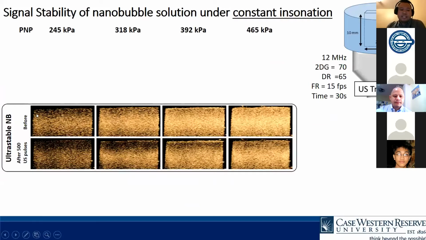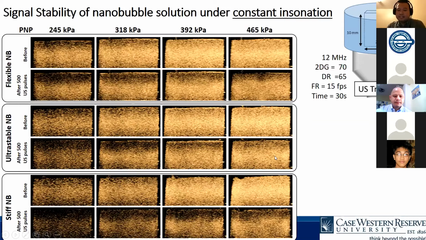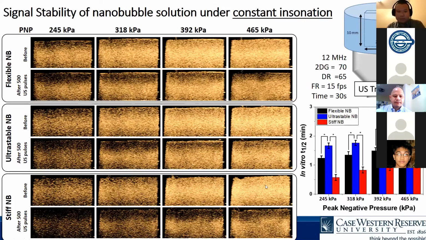Here you can see the images before the ultrasound pulses. You can see that the brightness increases as we increase the pressure. After 500 ultrasound pulses, we see that there's not much difference in terms of brightness. We can say the same for the flexible and the stiff nanobubble. But if we look at the in vitro half-life, we can see that the ultrastable nanobubble has the longest.